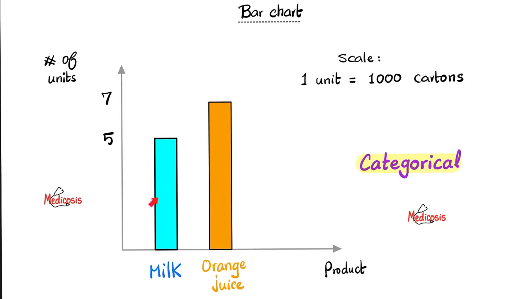There is another way that the scale could be written. You go to the vertical axis, which is the y-axis, and underneath the number of units, you're going to say number of units multiplied by 10 raised to the third power, which means every unit corresponds to 1,000 cartons, just like this. So now this is not a 5. This is 5 multiplied by 10 raised to the third power, or 5,000. And this is not 7. This is 7 multiplied by 10 raised to the third power, or 7,000. Again, milk versus orange juice are categories. Categorical variables, not numerical variables.